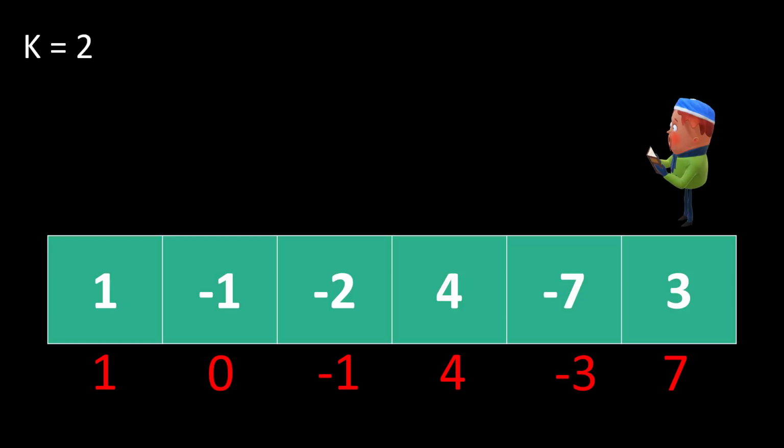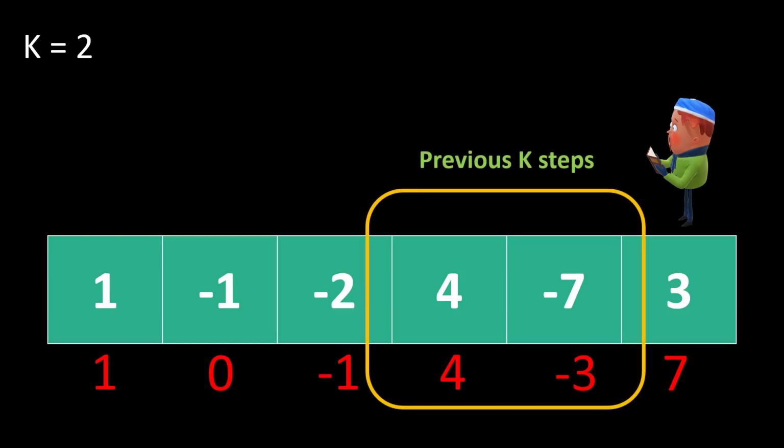When we are at the last index, just focus your attention on the previous k steps. If we were to reach the last index, it won't be possible unless we have jumped from one of the previous k steps. There has to be one of the k steps that we have jumped on, and then from that particular index we jumped to the last index in order to reach it with the maximum sum.